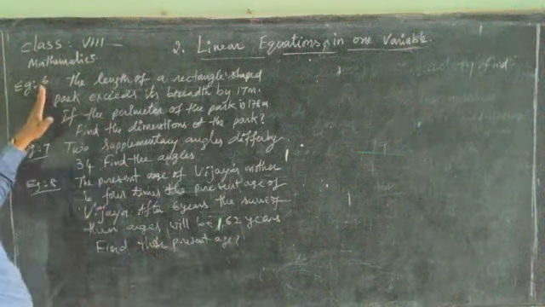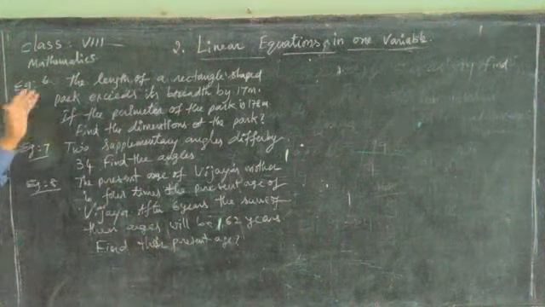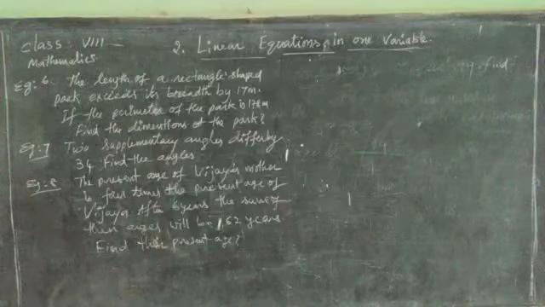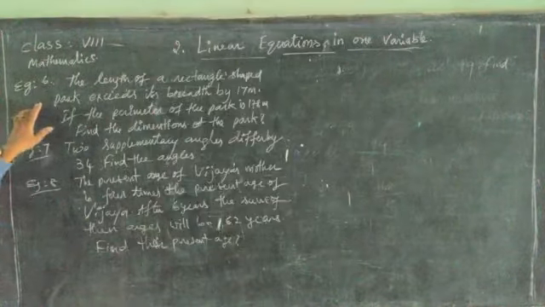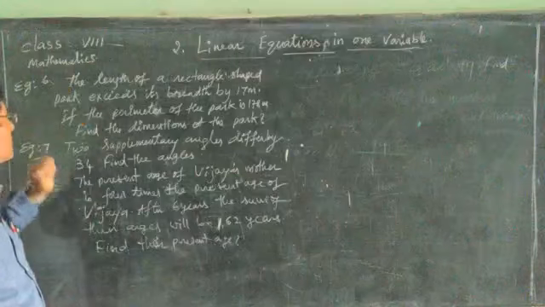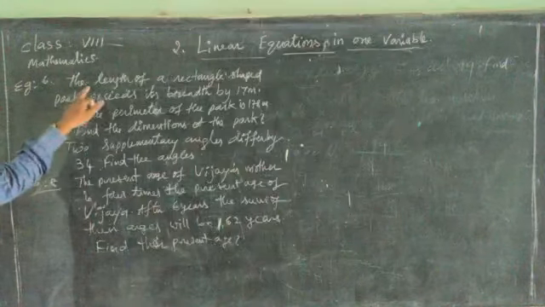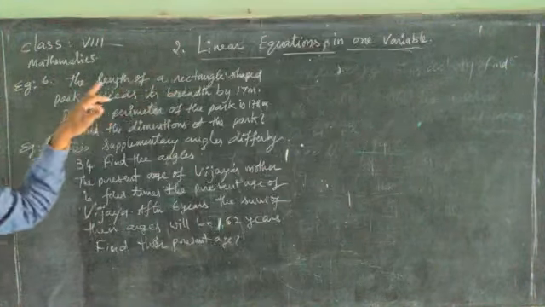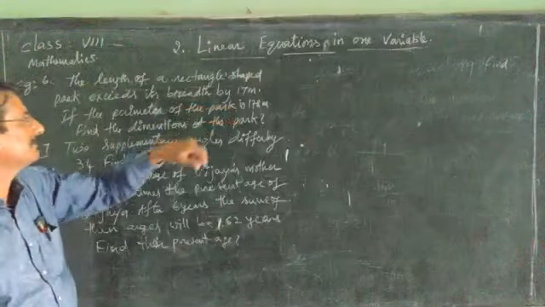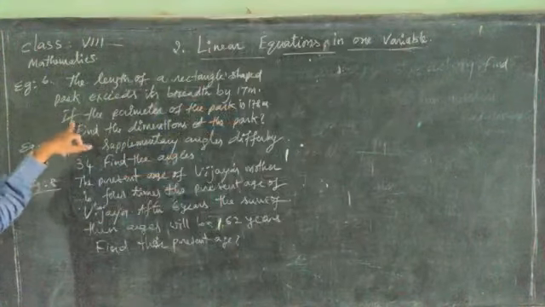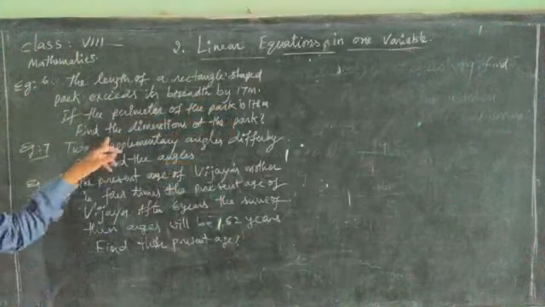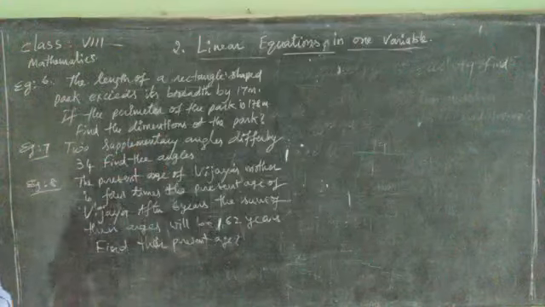Here you observe some more examples. Already in the previous class, we completed 5 sums. Now example 6, 7, 8. See the sixth example. The length of a rectangle shaped park exceeds its breadth by 17 meters. If the perimeter of the park is 178 meters, find the dimensions of the park.